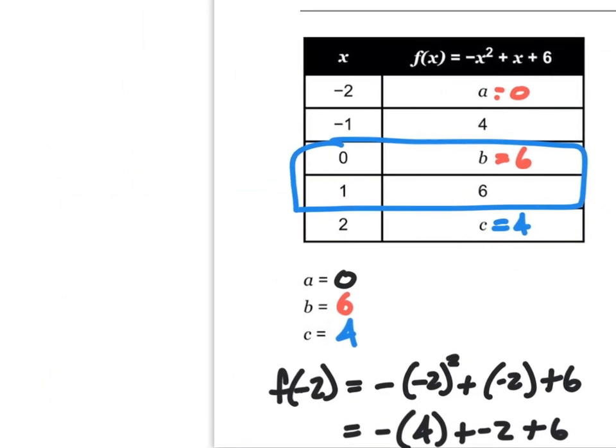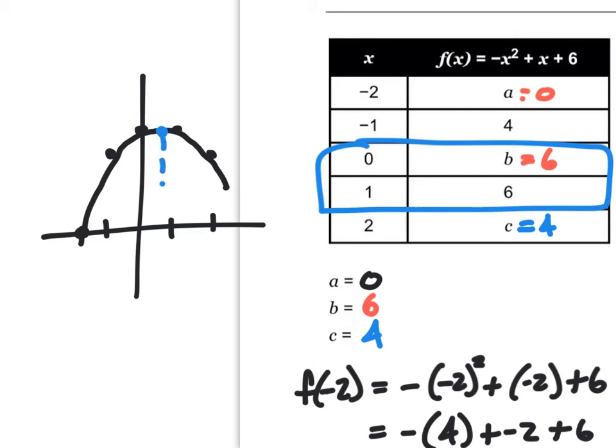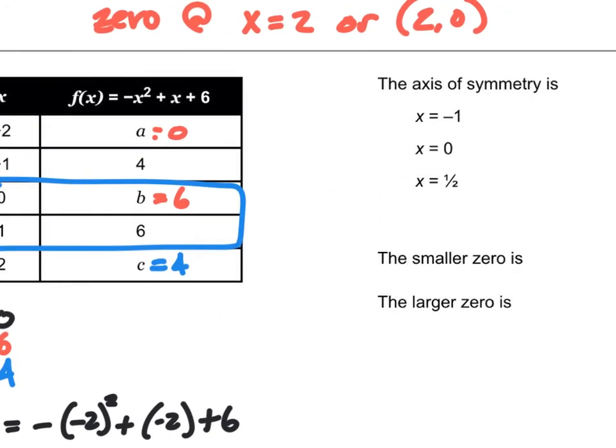If you actually plot these points, let's just quickly do that. Here's -2, -1, 0, 1, and 2. -2 has a y value of 0. -1 has a y value of 4. 0 has a value of 6. 1 has a value of 6. And then 2 has a value of 4. So you get this parabola that looks like this, and you would have to say that the axis of symmetry is in between 0 and 1. I like to draw a picture to show that, but let's do it algebraically to make sure.